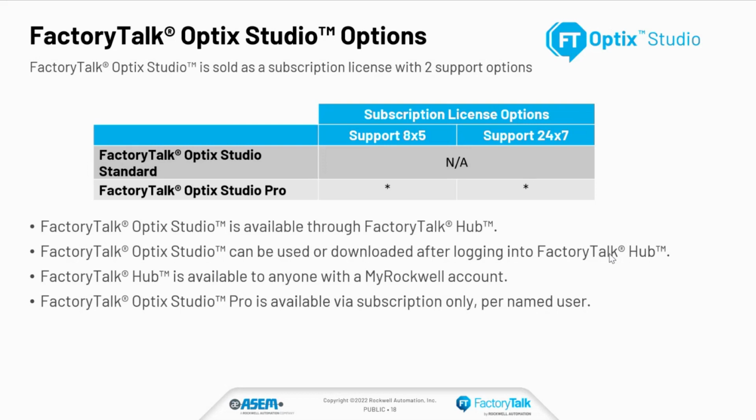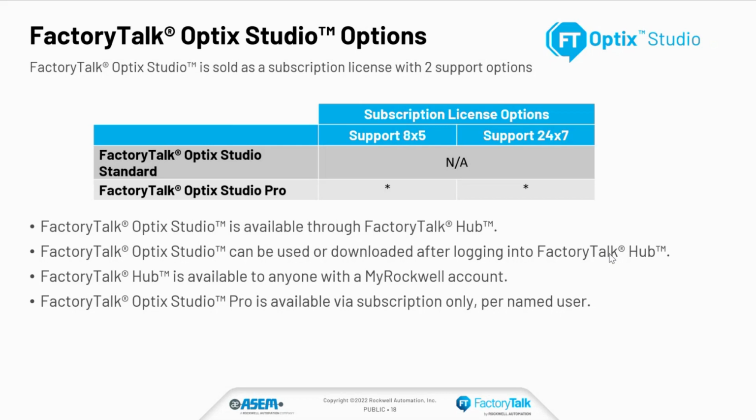So again, FactoryTalk Optix Studio can be downloaded from FactoryTalk Hub, right? And it's very simple. To log in to FactoryTalk Hub, your customer will log in using their My Rockwell credentials, and they would also set up some multi-factor authentication once they are in there. There's a whole other document for creating an organization in FactoryTalk Hub, so I won't go into too much detail on that, but essentially it's a very straightforward process and customers should have no problem getting Optix Studio from FactoryTalk Hub.